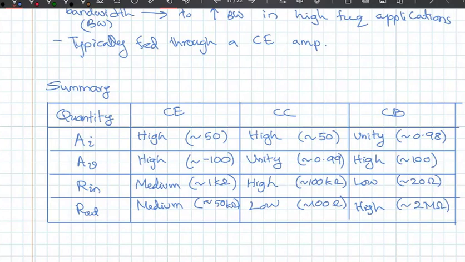These are the features of the different amplifier configurations. So this concludes our section on amplifier configurations. Thank you.